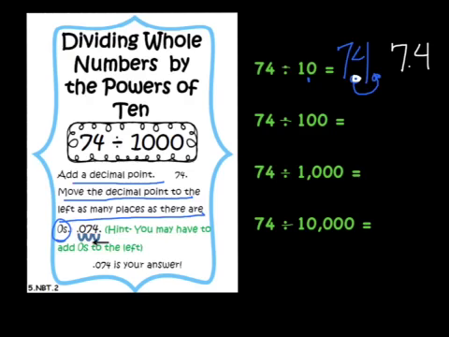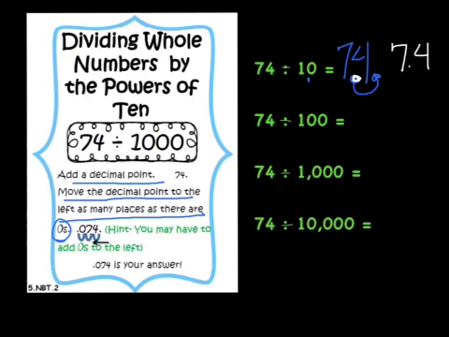Maybe this would be easier to see if I showed it to you with long division. If you have 74 divided by 10. 10 can't go into 7, so you go 10. How many groups of 10 are in 74? And that would be 7. And you're going to have 70.